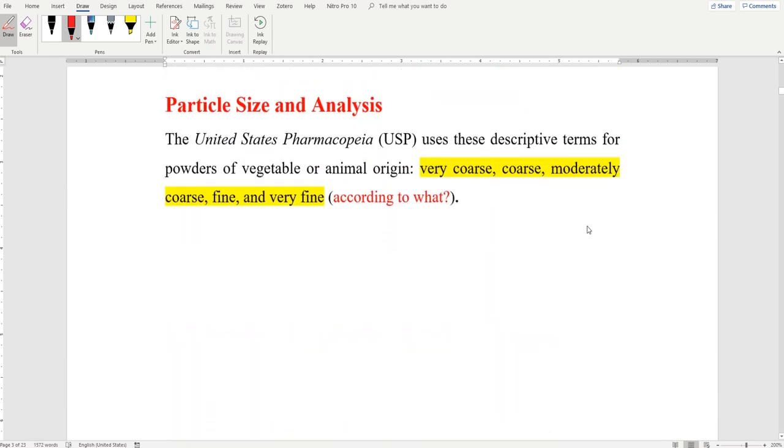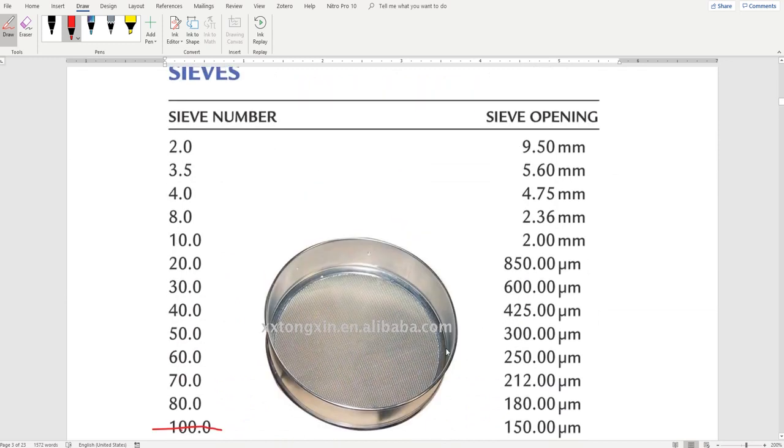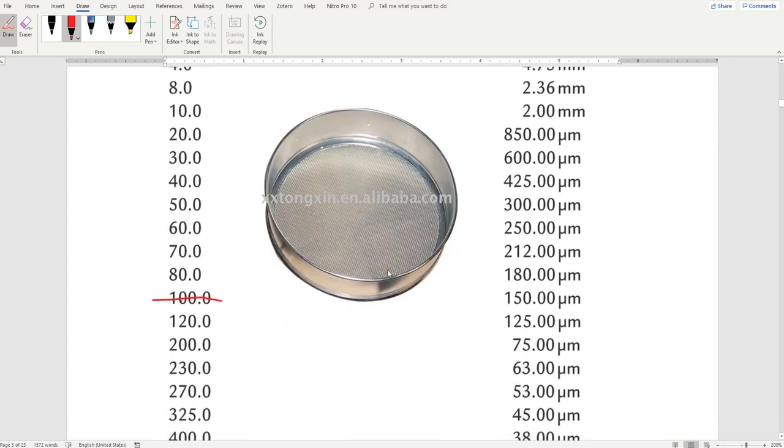Okay, so what do you understand now? You understand that powders are classified according to sieve analysis to very coarse, moderately coarse, fine, and very fine. And then you learned about the sieves. Now in sieve analysis, I want to show you actually a video. In this video, it will show you how to do size analysis using sieves.